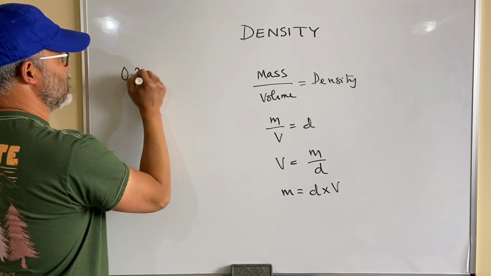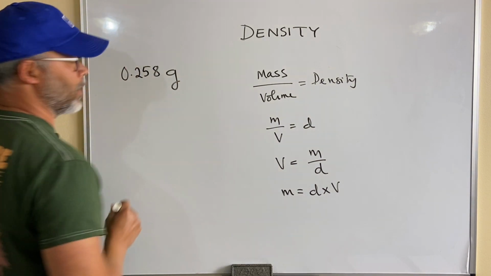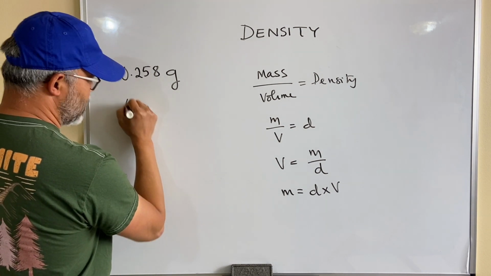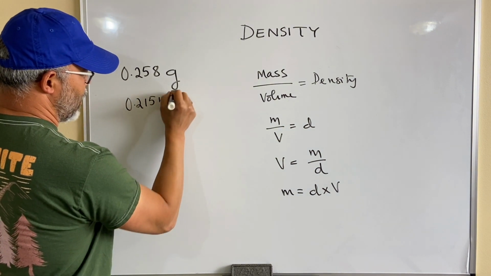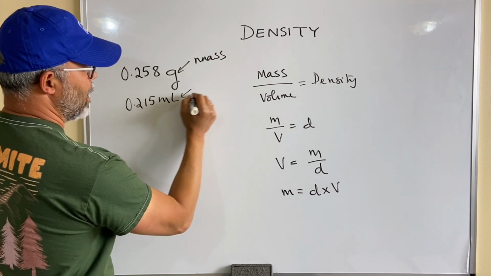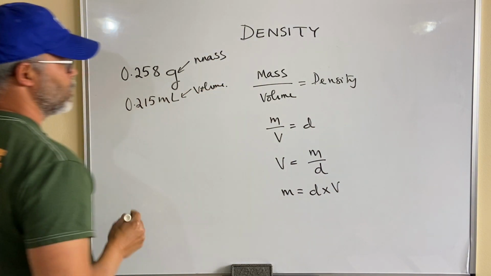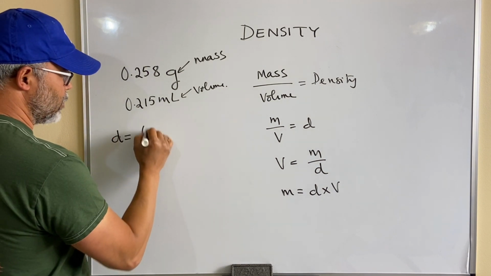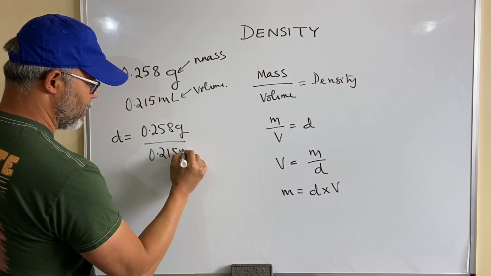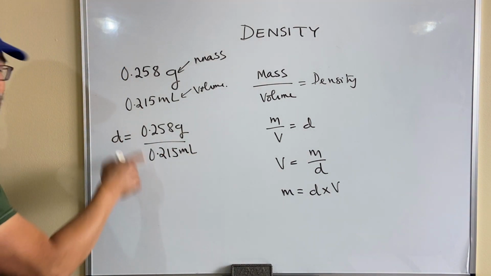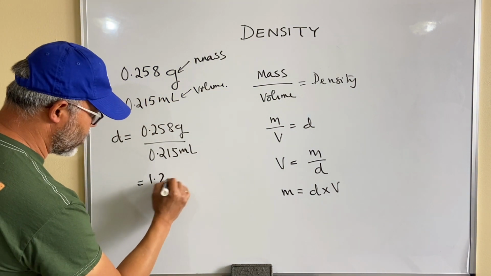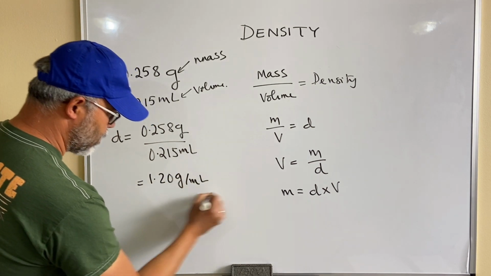Let's take a look at an example where we're trying to find the density, okay, and the sample actually weighs 0.258 grams, okay, that is the weight of the sample. And then the volume that the sample occupies is 0.215 ml, okay? So that is the mass. When we say weighs, we're really talking about mass, and that's the volume. So then the density would be equal to 0.258 grams divided by 0.215 ml, okay? And then we just simplify that, and that gives us the density. So this ends up being 1.20 grams per ml.